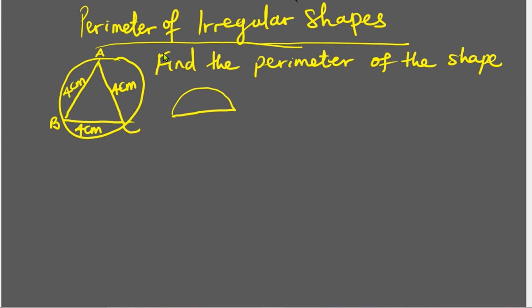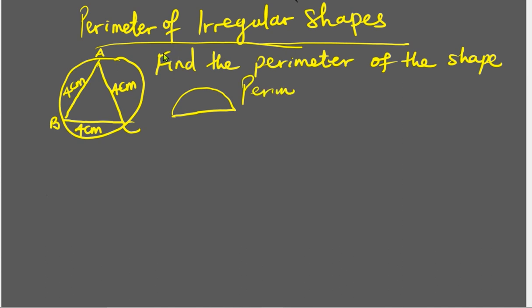So how do we get the perimeter of this shape? How do you find the perimeter of this shape? If you look at this shape very well, this shape consists of semicircles, which later form a triangle at the center. So we have one triangle and we have 3 semicircles, and the semicircles are the same.